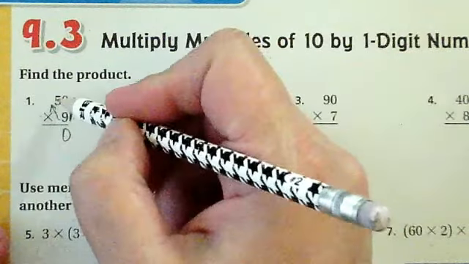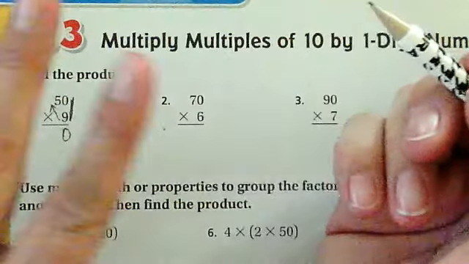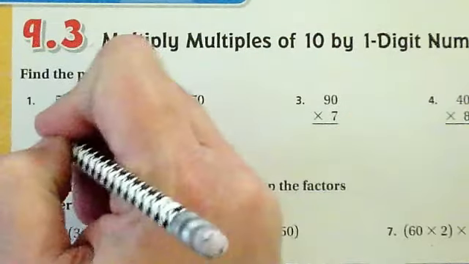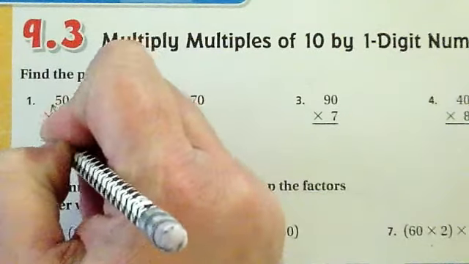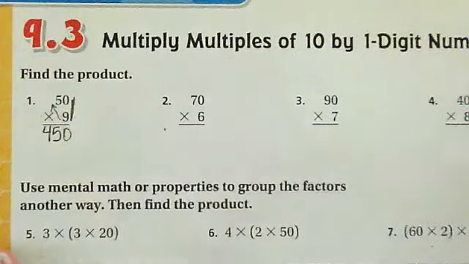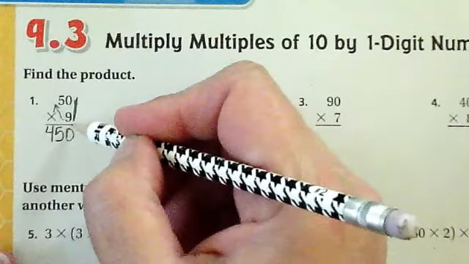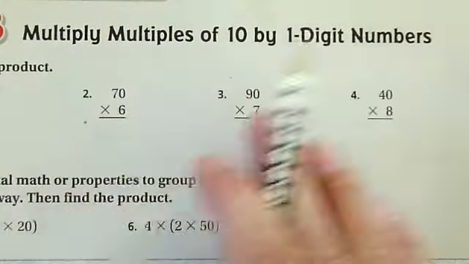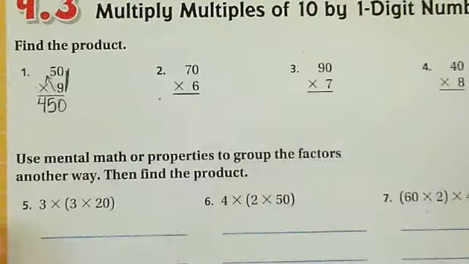What is 9 times 5? 5, 10, 15, 20, 25, 30, 35, 40, 45. 9 times 5 is 45. Okay? And that is how you answer this. Multiply your 1's column and then multiply by your 10's column. All right. Complete number 2, 3, and 4 and then come back and push play.